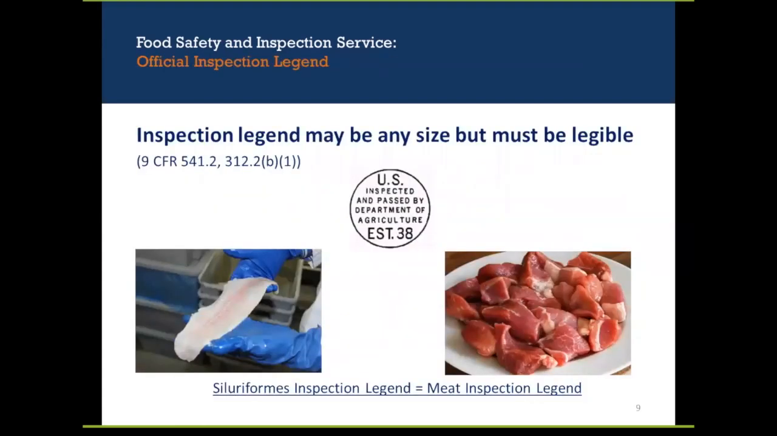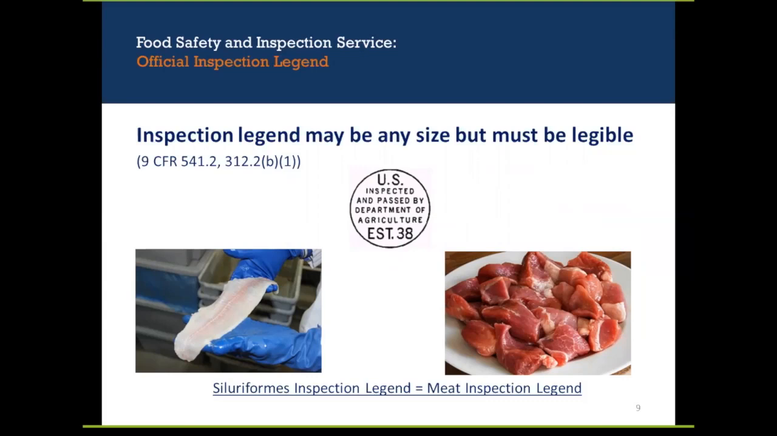You'll see on this slide that the USDA inspection legend applied domestically is the same legend applied to other meat products, such as pork and beef. We receive a lot of questions about the legend. What size must it be? Where on the label must it be located? Well, there's no specific size requirement. The legend must be conspicuous and legible, and it must be located on the principal display panel. But it may be located anywhere on the principal display panel.